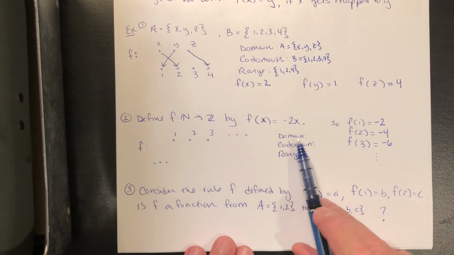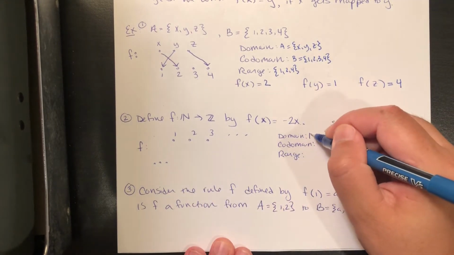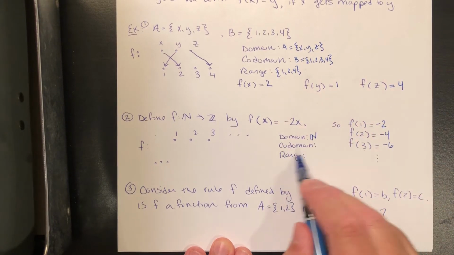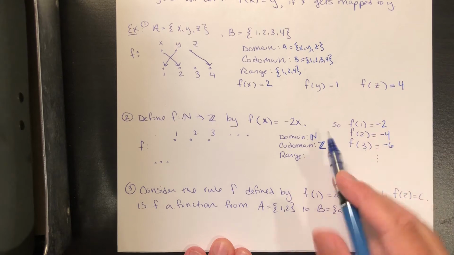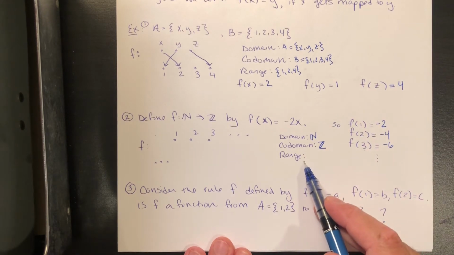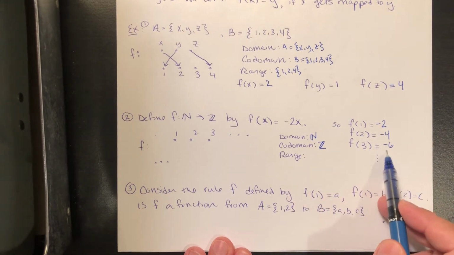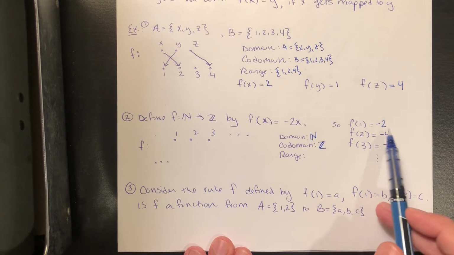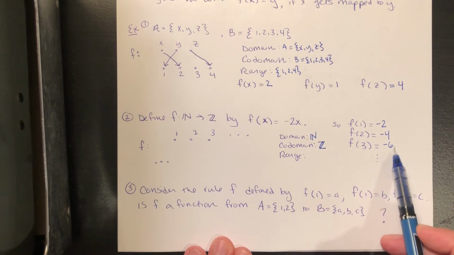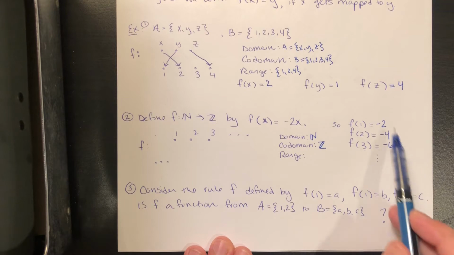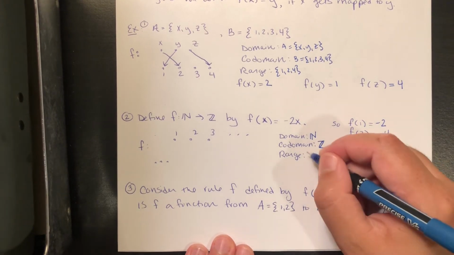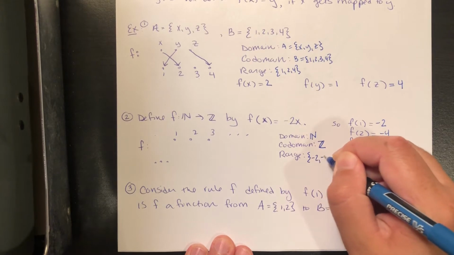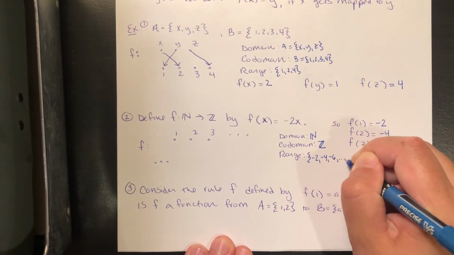All right, so what's my domain? Well, they told us the domain was the natural numbers. They told us the codomain, the possible outputs, are going to be the integers. But the codomain's not going to be equal to the range, because the only types of numbers we're going to get out of this function are negative 2, negative 4, negative 6, negative 8. It's going to keep going in this pattern. We're only going to get negative even integers as outputs. So my range is going to look like -2, -4, -6, dot, dot, dot, right?